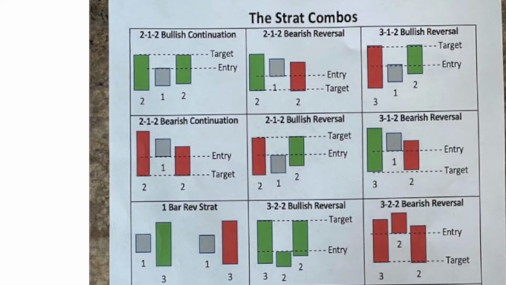And the 1 is a candle, if you look here in the top left, that doesn't break above or below the previous candle. A 2 is one that breaks up or down, either way, but it only has to break one side. And a 3 is one that breaks above and below the previous candle's high and low. It breaks both sides, so that's a 3. So that's only 3 things that can happen.